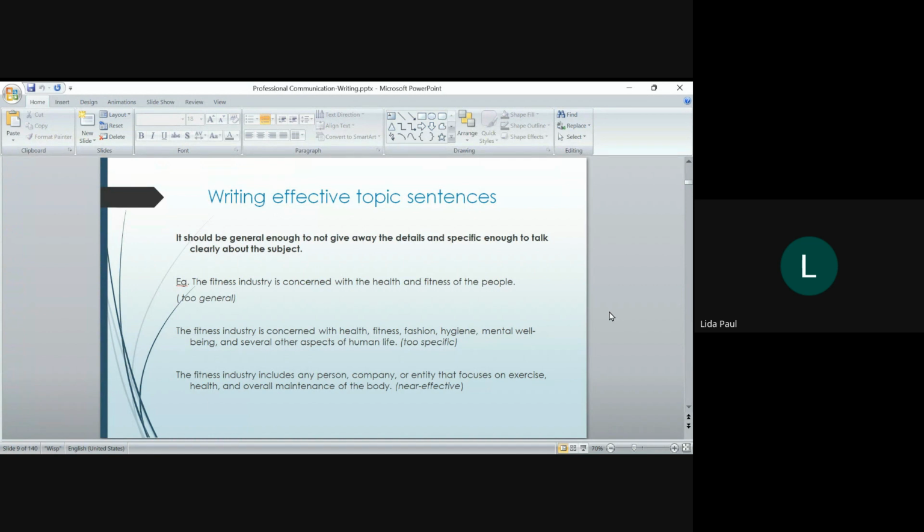Okay, let's begin by looking at the first sentence. What's the problem with the first one? The fitness industry is concerned with the health and fitness of the people. Okay, it says too general. How does this become too general? I'll give you another example for you to compare. If I say something like, water pollution is caused by pollution of water.